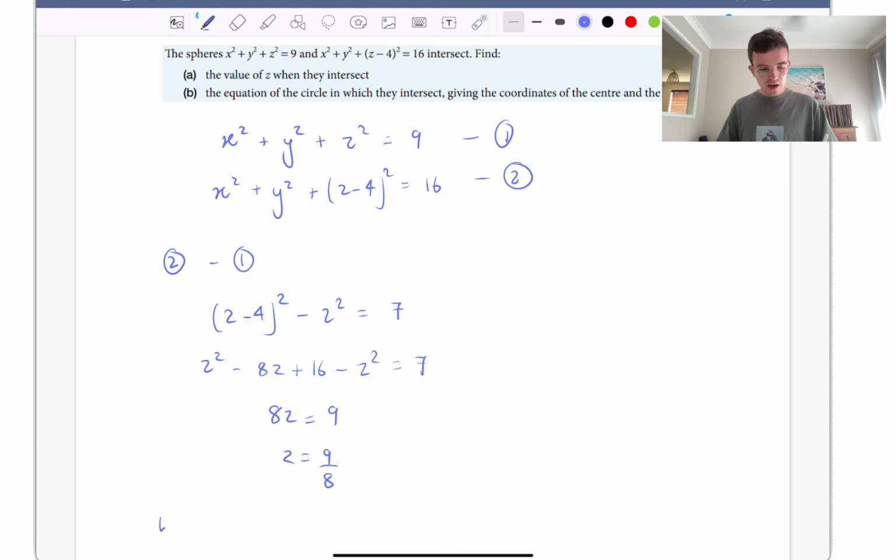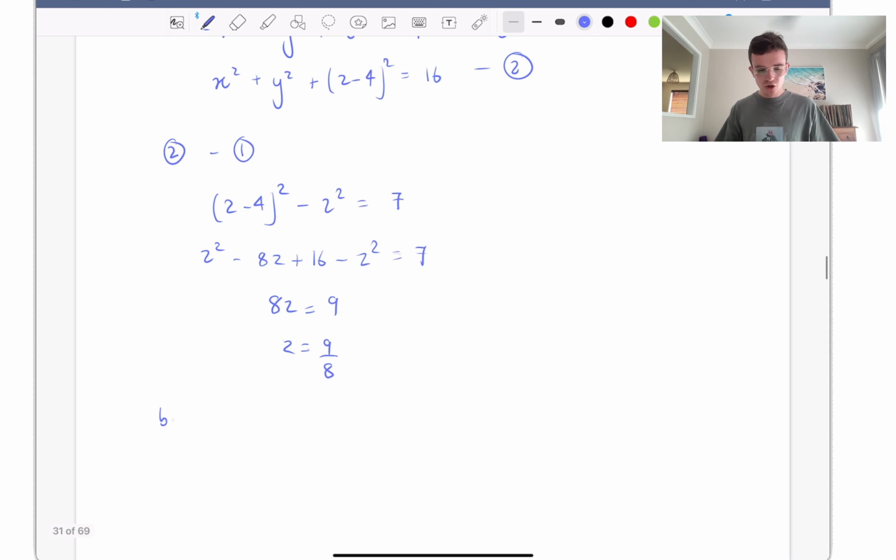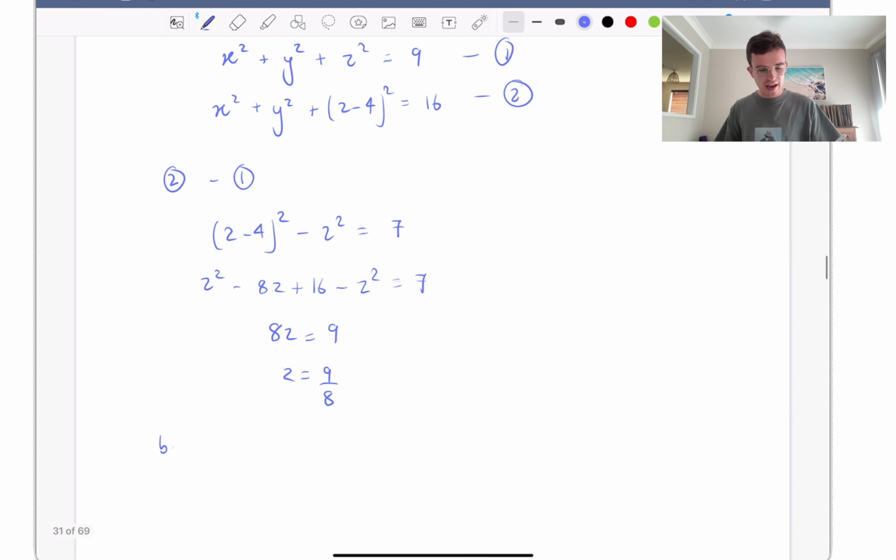Part B says, find the equation of the circle in which they intersect. So if two spheres intersect, apart from the fact that they might just touch at one point, like a tangent point if you think in calculus, but if they intersect and go inside of each other, the intersection is a circle. So to do that, all we have to do is substitute 9 on 8 into either equation of the spheres.